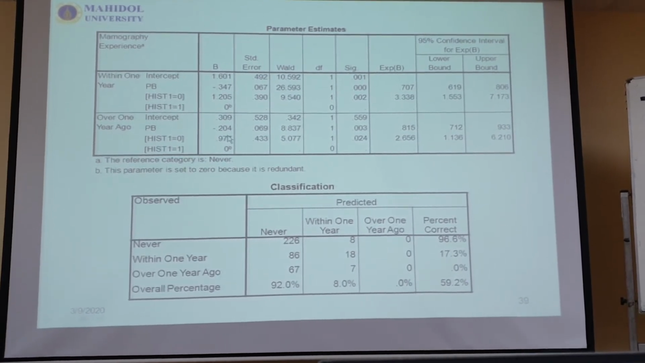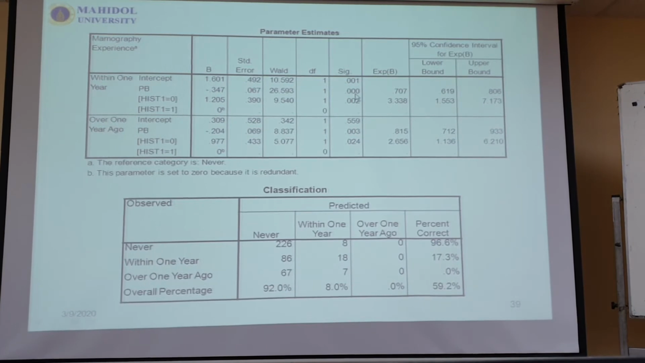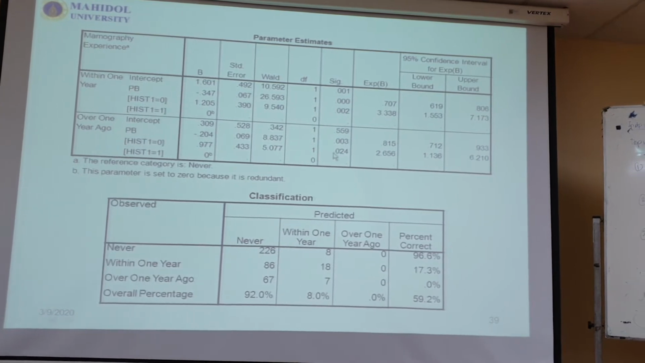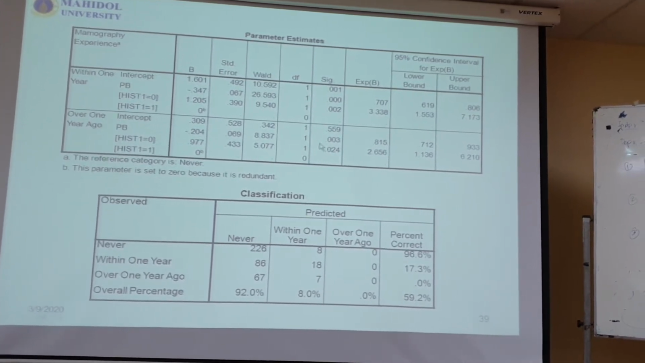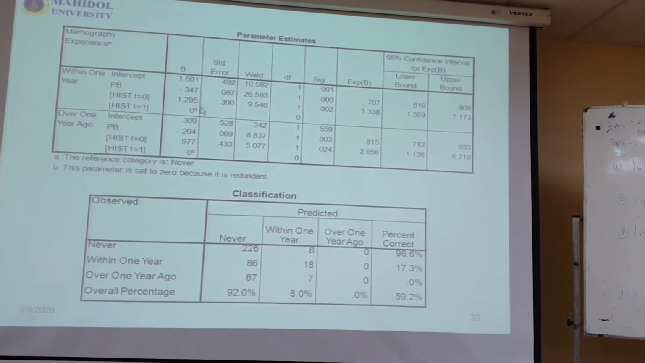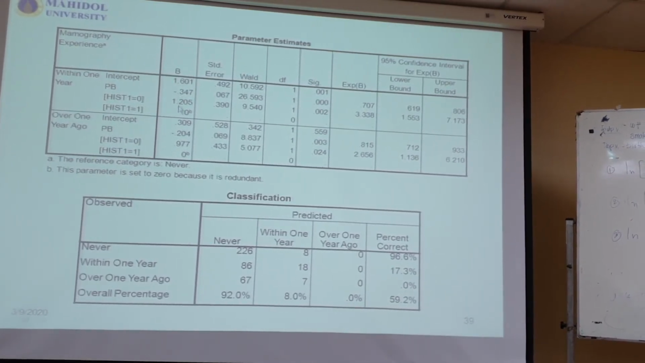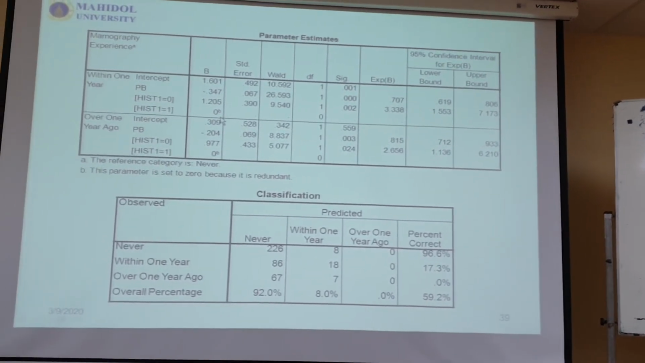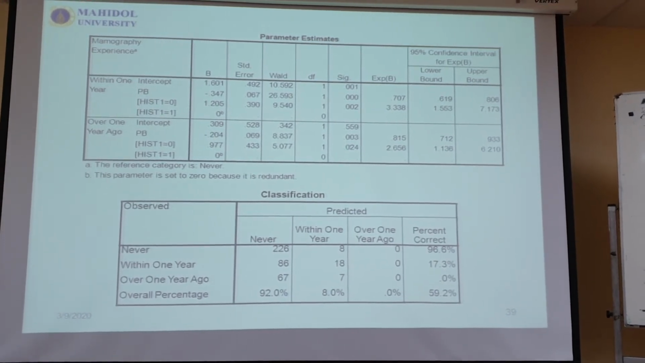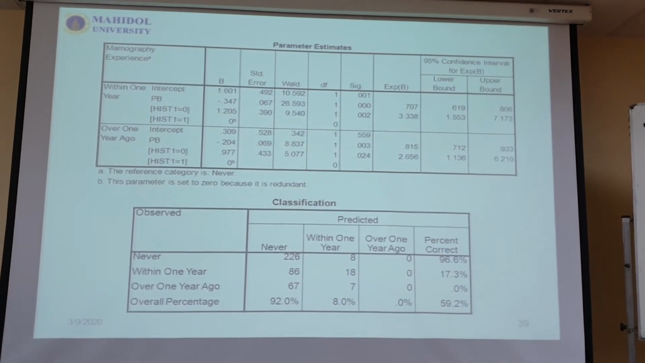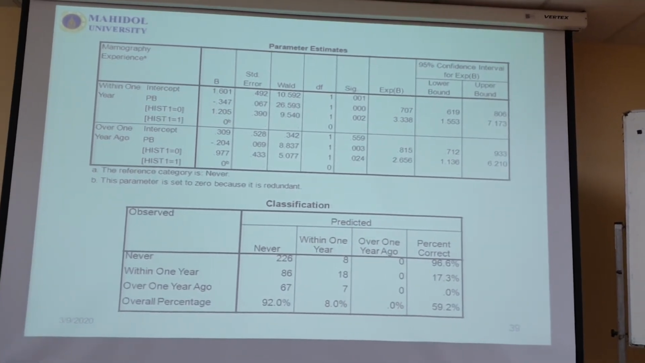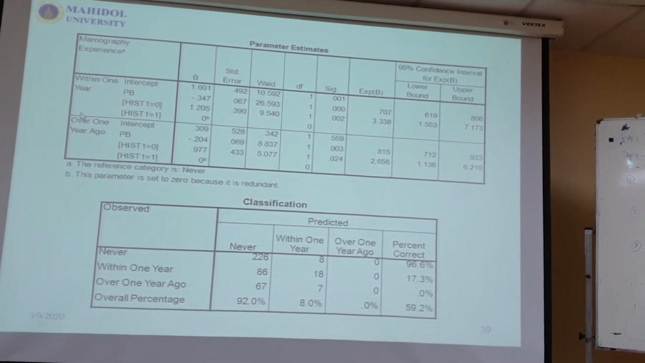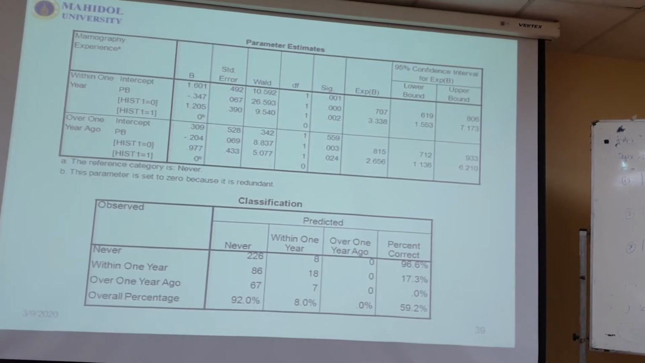Okay, so can you look at the PB? Is it significant? Yes. And what about the history? Also significant. And what about over 1 year ago? Also significant. But we will get different beta 0, beta 1, right, for each one. Okay, so this is the model. Can we write a model for these two logit models? Yes, we can, right? I'll let you write it down. So you can write down the model now for each logit model, and never is the reference group.